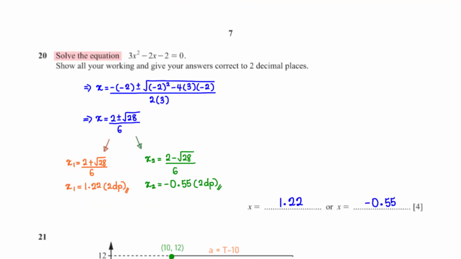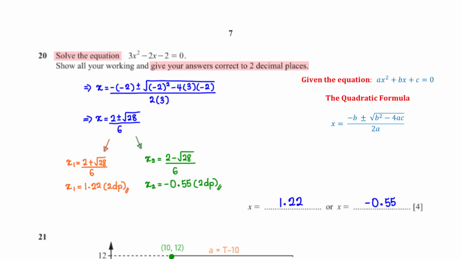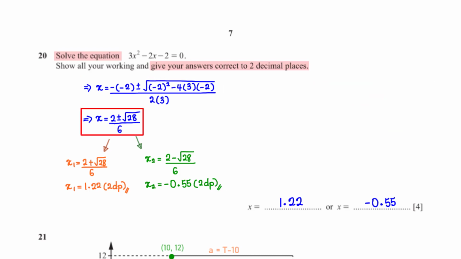Solve the equation 3x squared minus 2x minus 2 equals 0. Show all your working and give your answers correct to 2 decimal places. To solve this equation, we apply the quadratic formula. When we apply the quadratic formula to the equation, this is what we get. Negative of negative 2 is 2. The numbers under the square root, negative 2 squared minus 4 times 3 times negative 2 gives us 28. And for the denominator, 2 times 3 is 6.